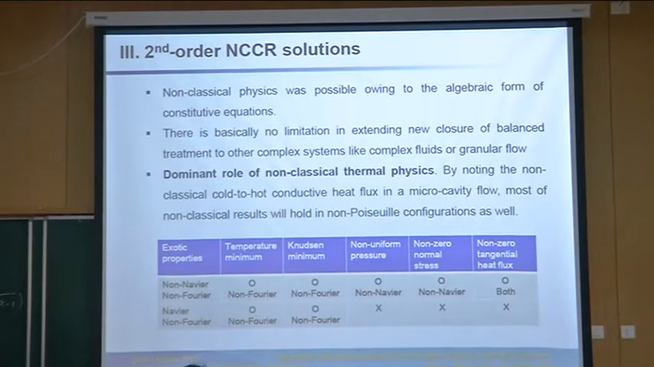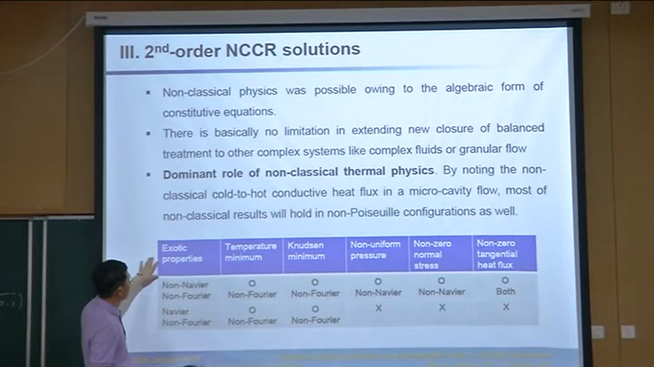And then the summary. The important one is the dominant role of non-classical thermal physics. So it's all about temperature, which is very important. By noting the non-classical cold-to-hot conductive heat flux in microcavity flow, most of the non-classical results will hold in non-Fourier configurations as well. I already explained it. Then this is the summary of exotic properties, at those Knudsen numbers. Let's say you have the non-Navier, non-Fourier, which is second order. This is the first order, just Navier, non-Fourier.